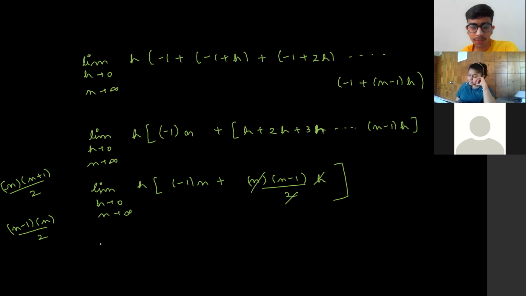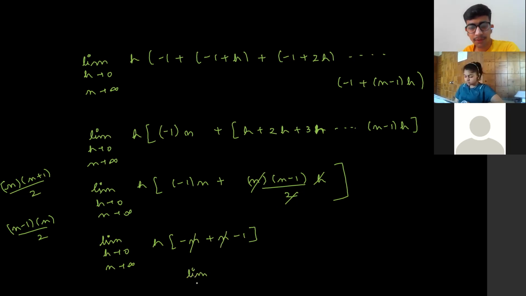Okay. So limit h tending to 0, n tending to infinity, we have h times minus n plus n minus 1. So this n and this n cancels out. We have limit h tending to 0, n tending to infinity, minus h. अब इसकी लिमिट क्या होगी? Since h is tending to 0, minus h की लिमिट भी आ जाएगी 0. So that means integration of minus 1 to 1 x dx is equal to 0.